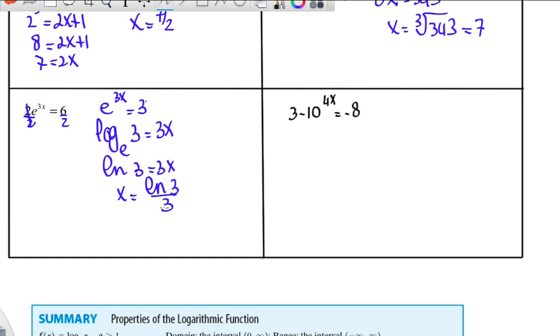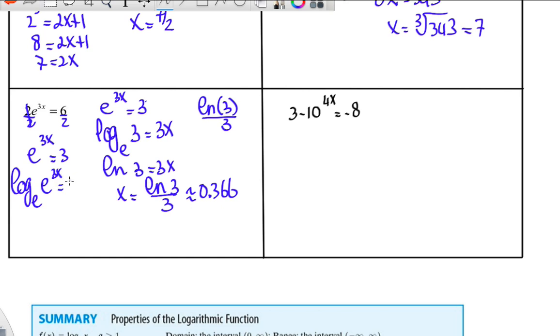Now your calculator has an ln button, so you could put that in the calculator. Make sure that you put brackets around this 3, so that it takes the natural log of 3 and after that divides by 3. And then this comes out approximately as 0.366. Okay, so that's one way to do it. The other way to think about this would be, to get an exponent down if it's an exponent on a base e, you would take the log base e of e to the 3x on both sides.